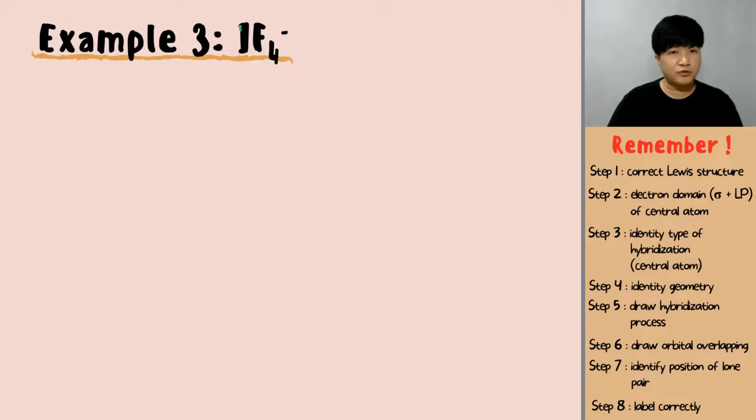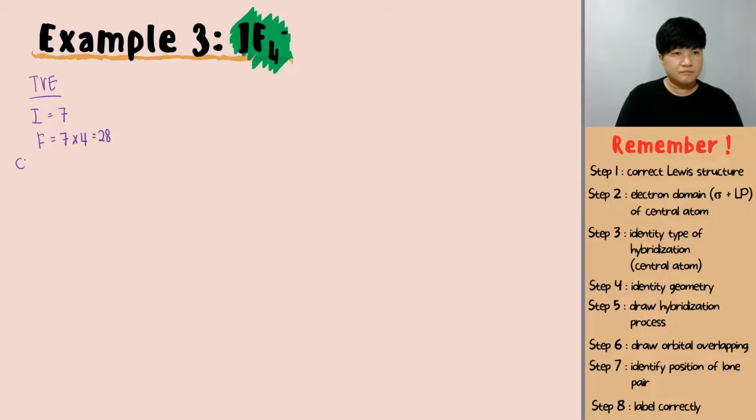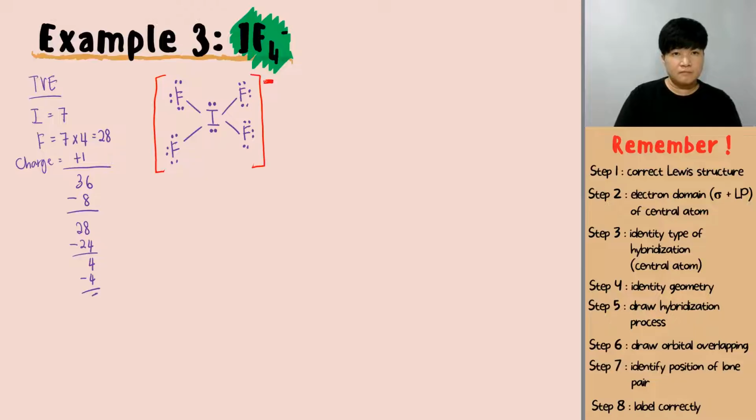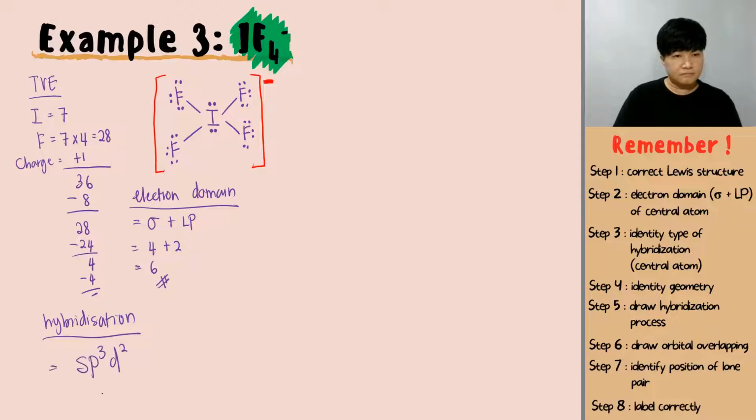Next example, and also the last example for this video, IF4 minus. So let's go for some charge, starting off with your valence electron all the way to your geometry. As always, we are done with your Lewis structure as the first step, electron domain on the second step, that having 4 sigma and 2 lone pair.